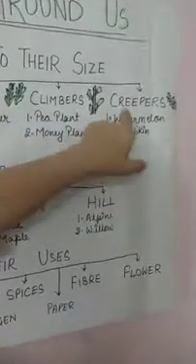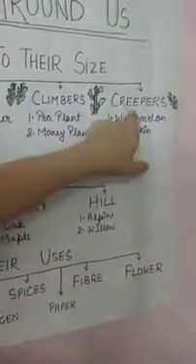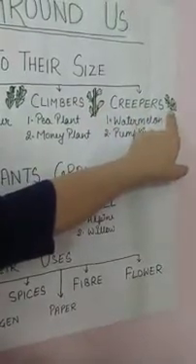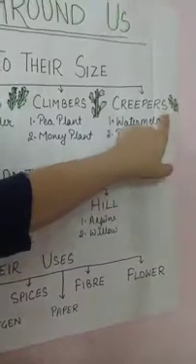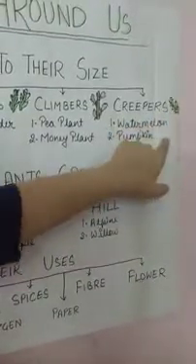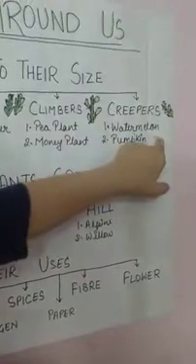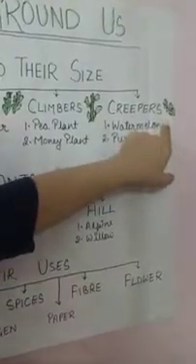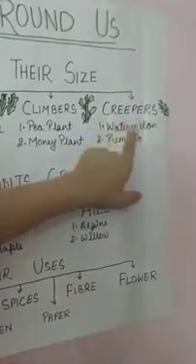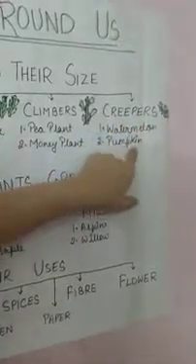Now the last category of plants as per their size is creepers. Creepers are the plants which have weak stem like climbers. But the difference is creepers grow horizontally along the ground. They also need support, but they grow horizontally along the ground. Some examples of creepers are watermelon, pumpkin.